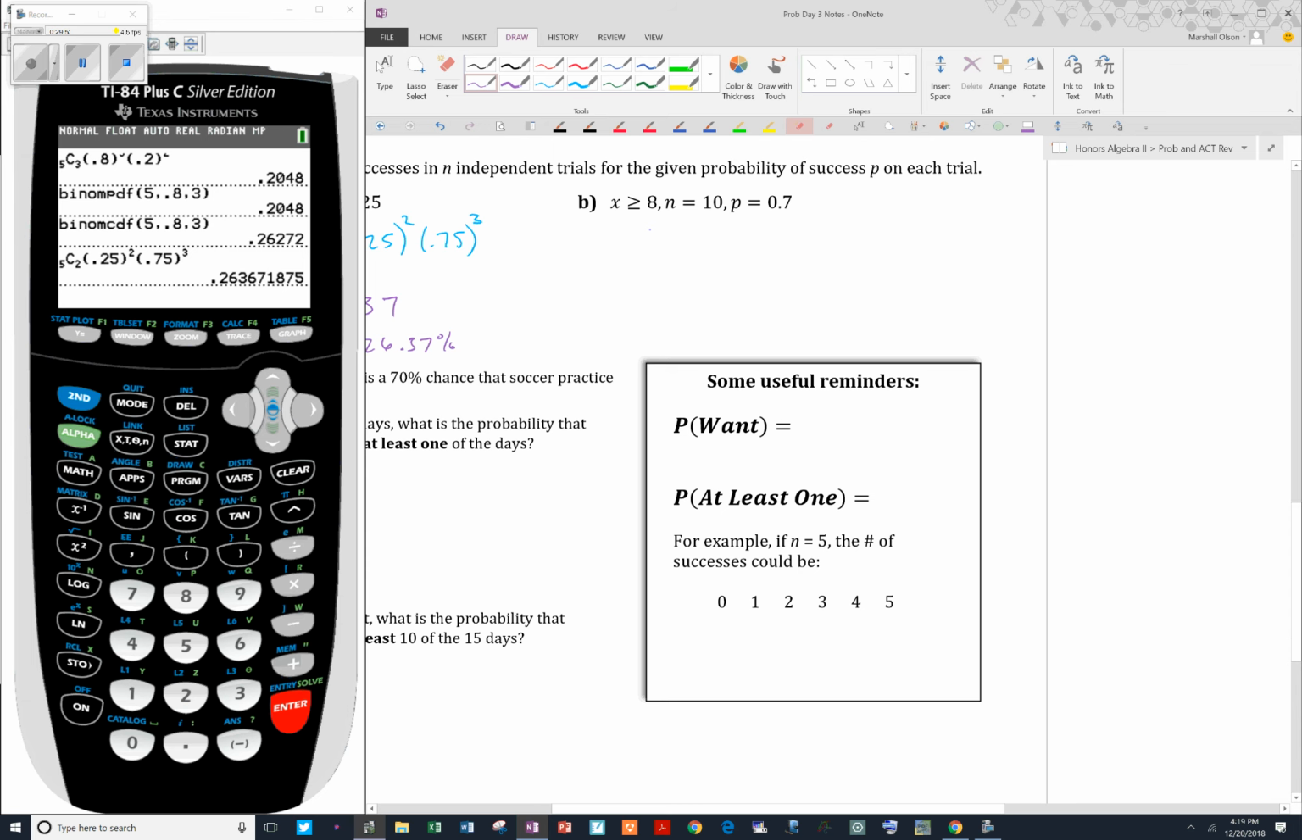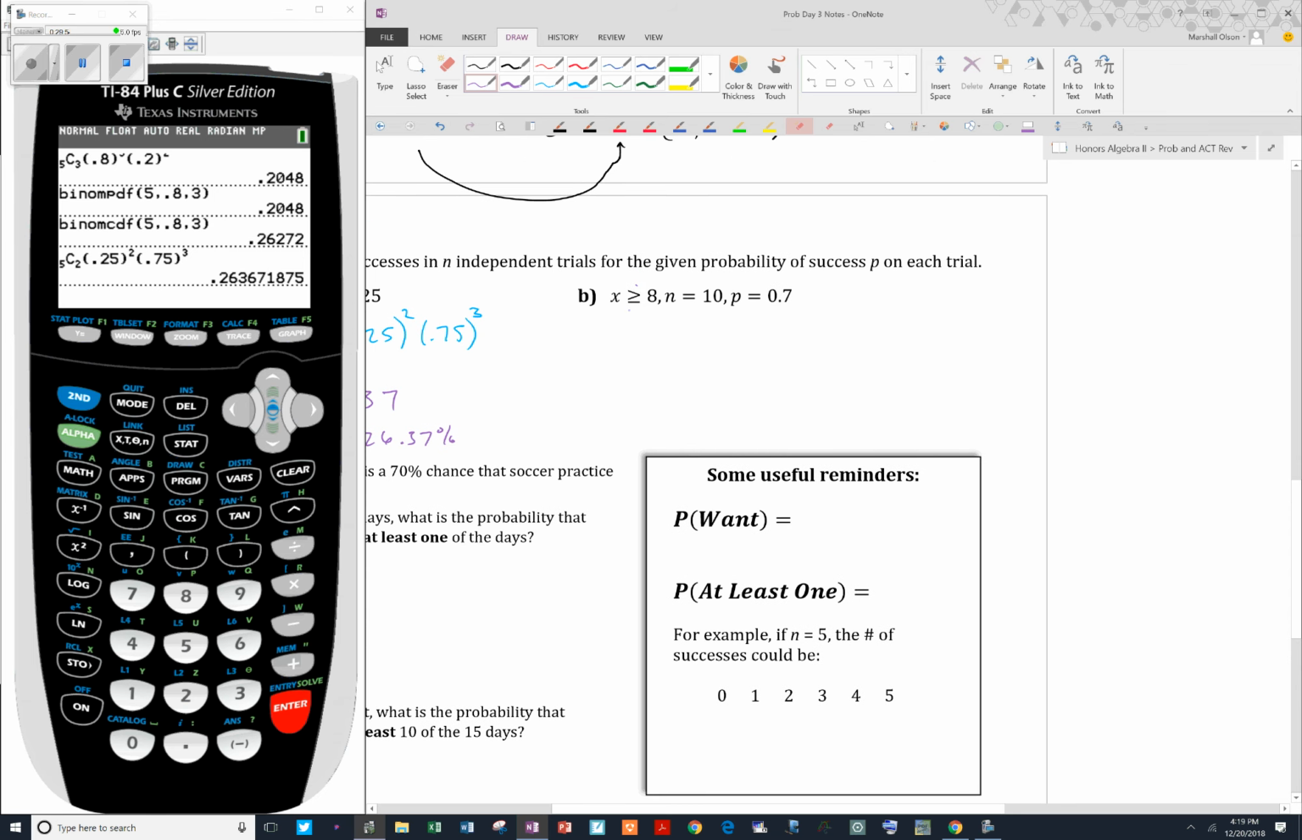So this one, x is greater than or equal to 8, is the same thing as saying at least. And when it says at least, you usually want to just do 1 minus the probability that x should be less than or equal to the number that's below it, because this is what you can calculate using the binomial CDF. All right, so this gets a little confusing because that doesn't have the 8 in it.